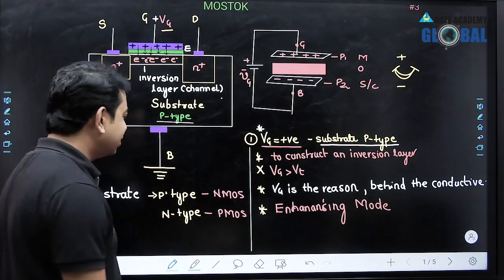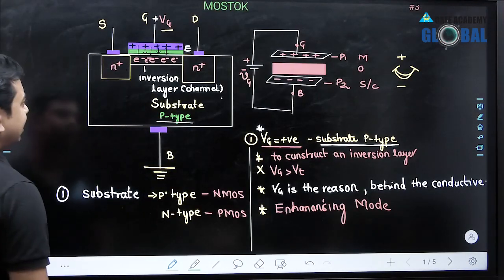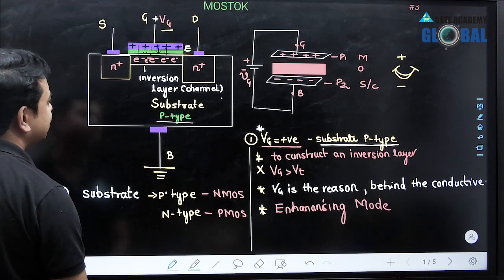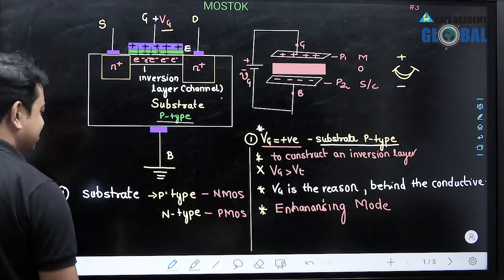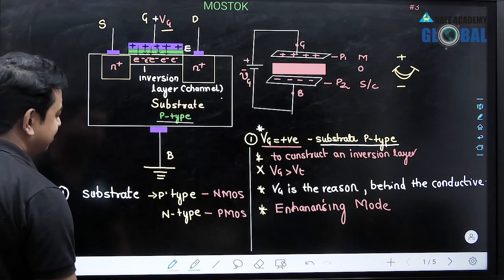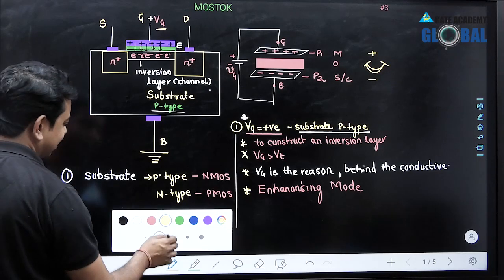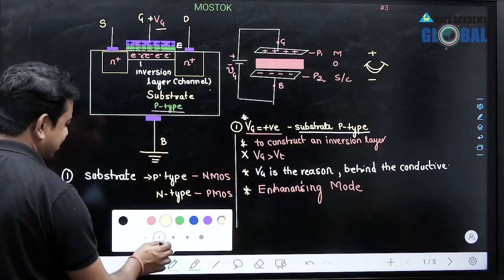Now this thing is over. Now we understood that there must be a substrate. We just have to see the substrate whenever we are understanding a MOSFET, because this substrate will decide the p-type and n-type semiconductors. So the first thing that we understood here is that we must see the substrate.